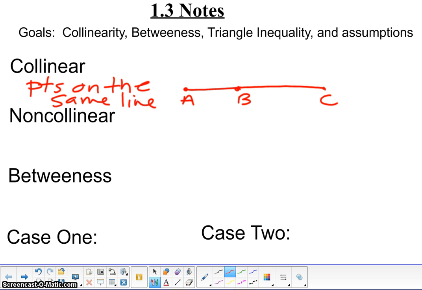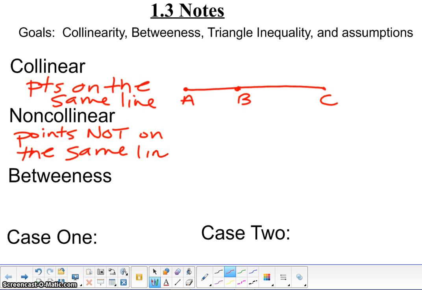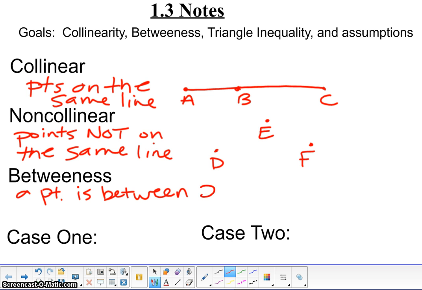Okay, non-collinear is the opposite. We're going to have points not on the same line or segment, and points like D, E, and F in this picture, we cannot get a line to form or to connect all three of those. And then the third definition I need you to know is definition of betweenness. It is a point that is between 2 points only if collinear.